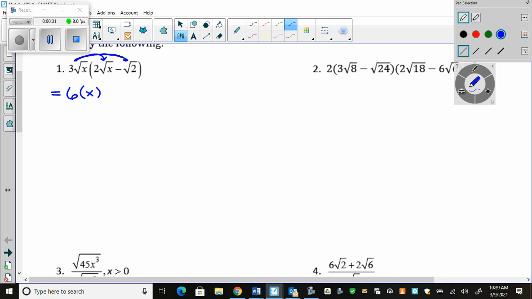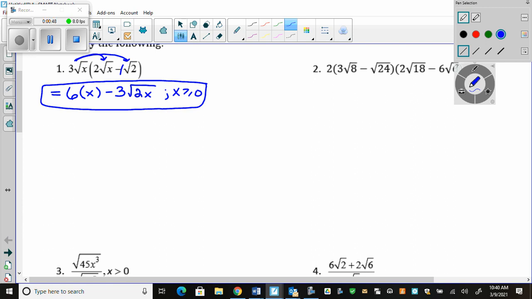Then we get 3 root x times 1, negative 1 root 2. 3 times negative 1 is negative 3. Root x times root 2 is root 2x. And then we have to remember to follow behind with x has to be greater than or equal to 0. Because you have a variable under the square root at some point in time. When that happens, you need a restriction.